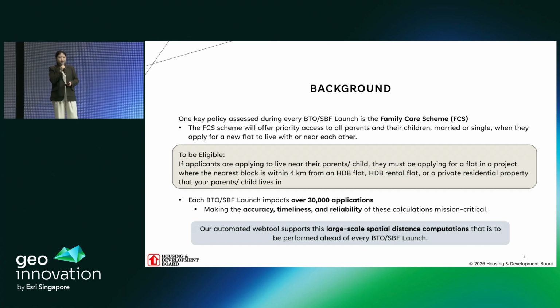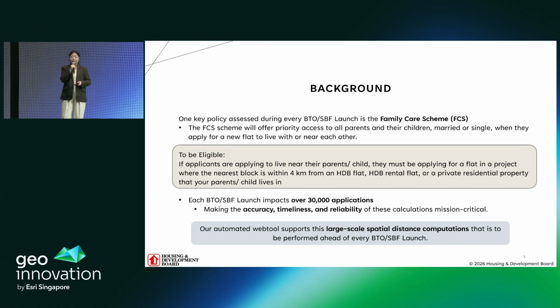For each sales launch, HDB will typically receive over 30,000 applications. At this scale, ensuring the accuracy, timeliness, and reliability of the data is mission critical. This also means that before every sales launch, we must perform large-scale spatial distance calculation to determine the applicants' eligibility.